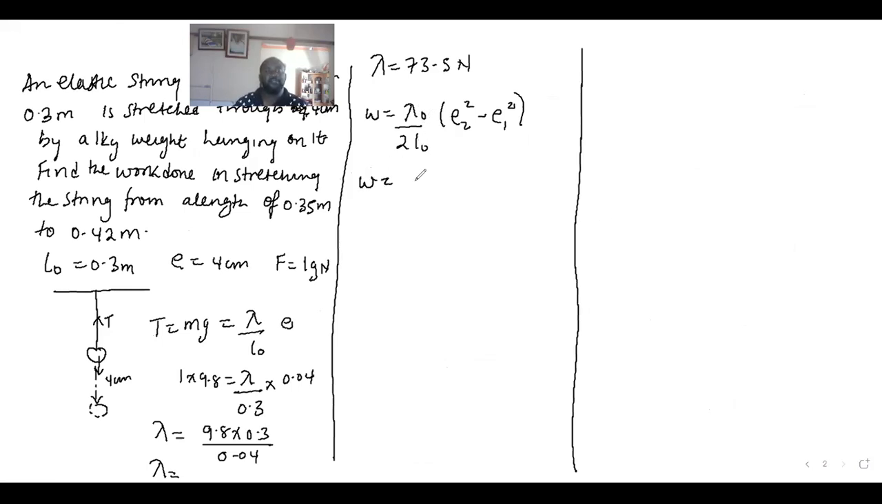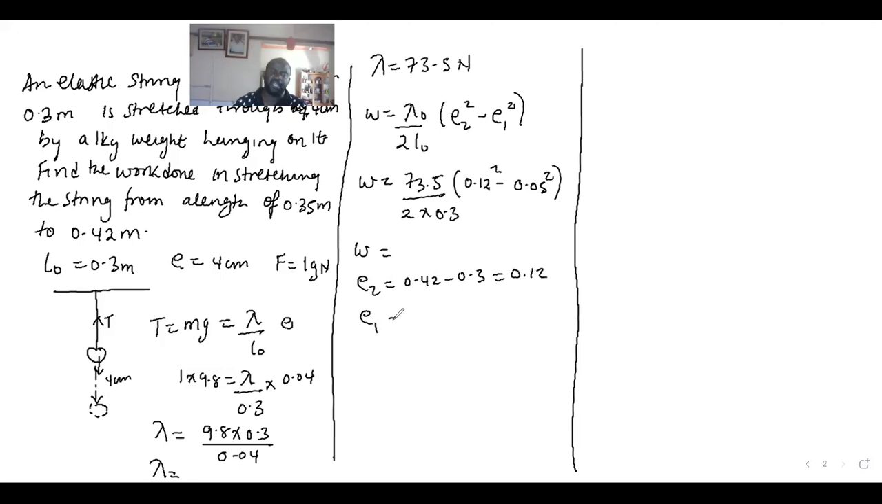So work done would be equal to the modulus of elasticity, 73.5, divided by 2 times 0.3, into, now the new lengths. Look at these new lengths. They are not the new extensions. The original length was 0.3. So the new extension here is 0.12 squared and 0.05 squared. Can someone press the calculator? Because E2 can be got from 0.42 minus 0.3, 0.12. E1 can be got from 0.35 minus 0.3, 0.05. That's how I've realized them. So someone get me the answers.